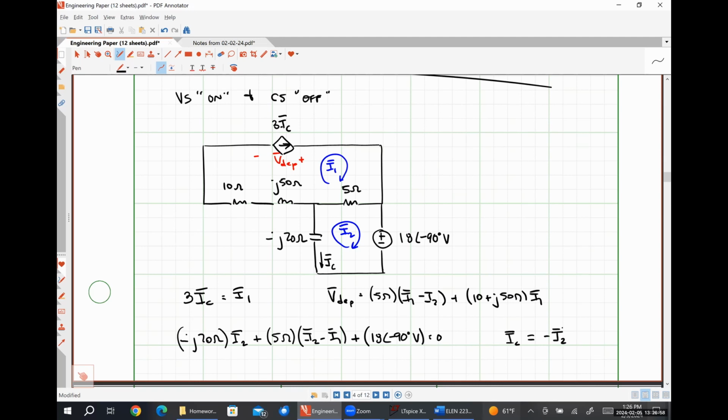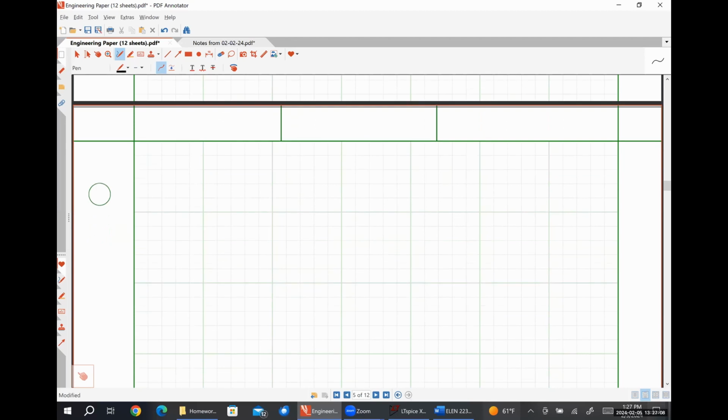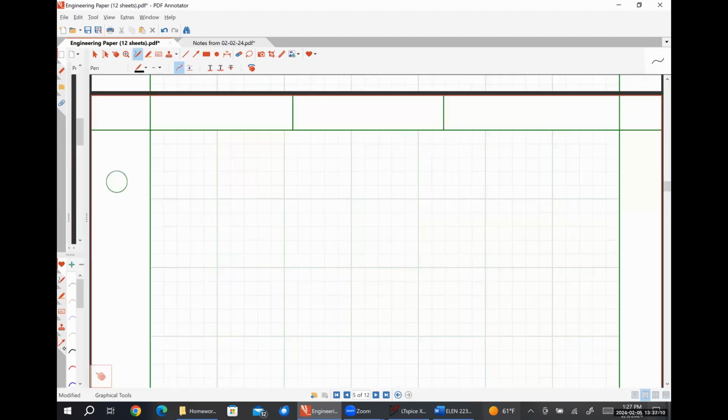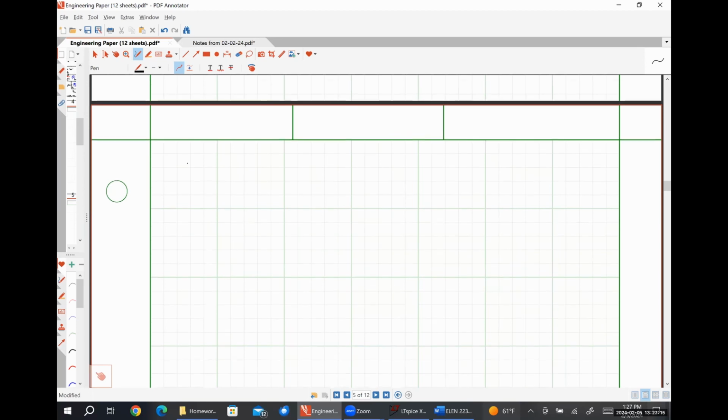So that's all of our analysis for the voltage source on and the current source off. We can solve for all of those quantities by using a computer and those 4 equations. Now we would analyze the circuit with the voltage source off. What the hell just happened? And the current source on. So it's going to look something like this.